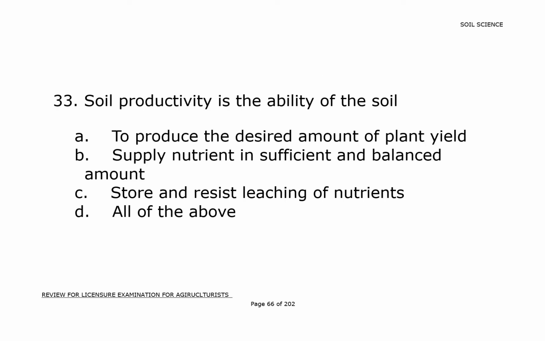Number 33. Soil productivity is the ability of the soil A. To produce the desired amount of plant yield. B. Supply nutrient in sufficient and balanced amount. C. Store and resist leaching of nutrients. Or D. All of the above. The answer is to produce the desired amount of plant yield.